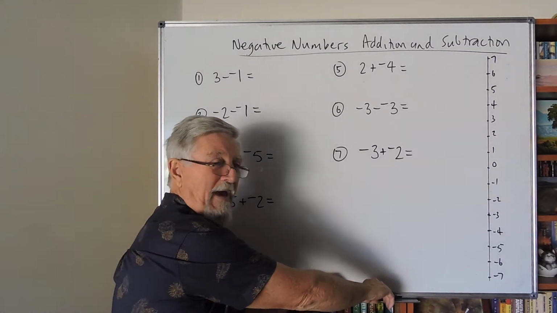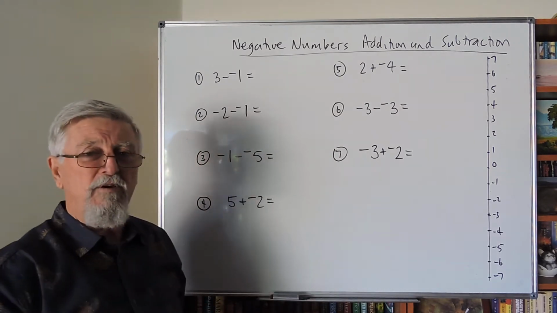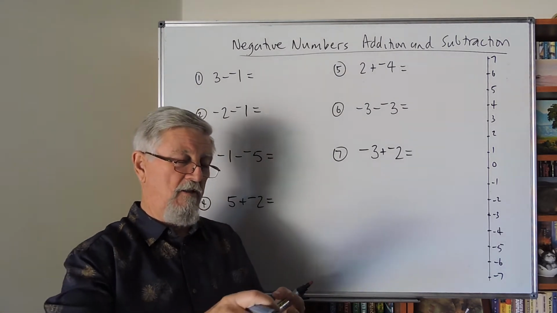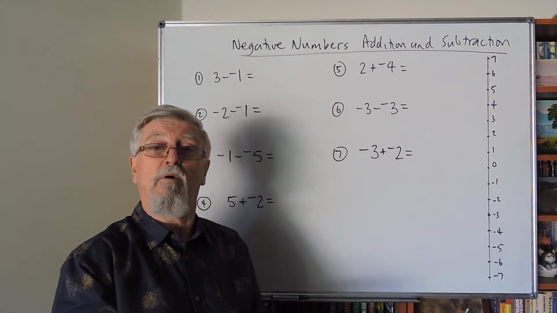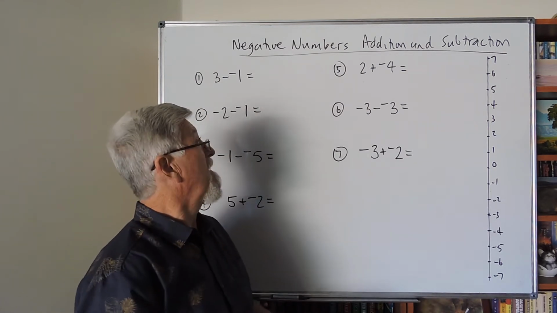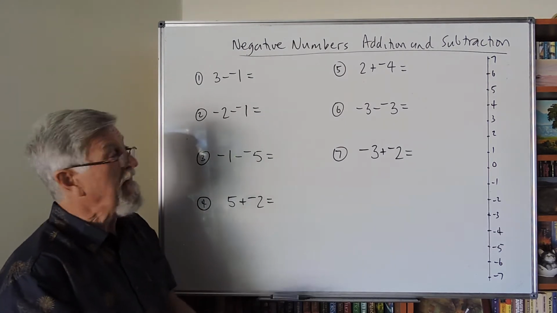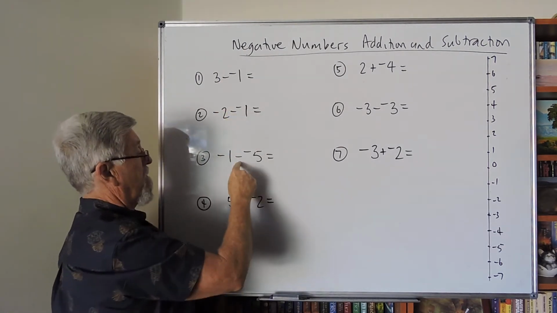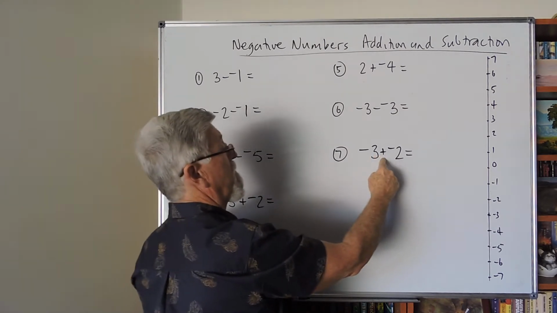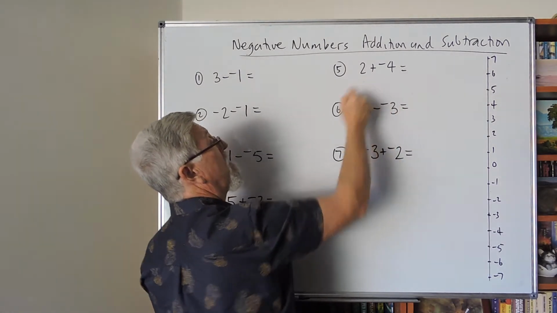Hi everyone, welcome back. Let's have a look at our negatives. We've done all the multiplication and the division and the very simple ones like 3 minus 4 minus 5. Now let's have a look what happens when you've got an addition or a subtraction here. There's an addition, there's an addition, there's a subtraction, there's an addition.